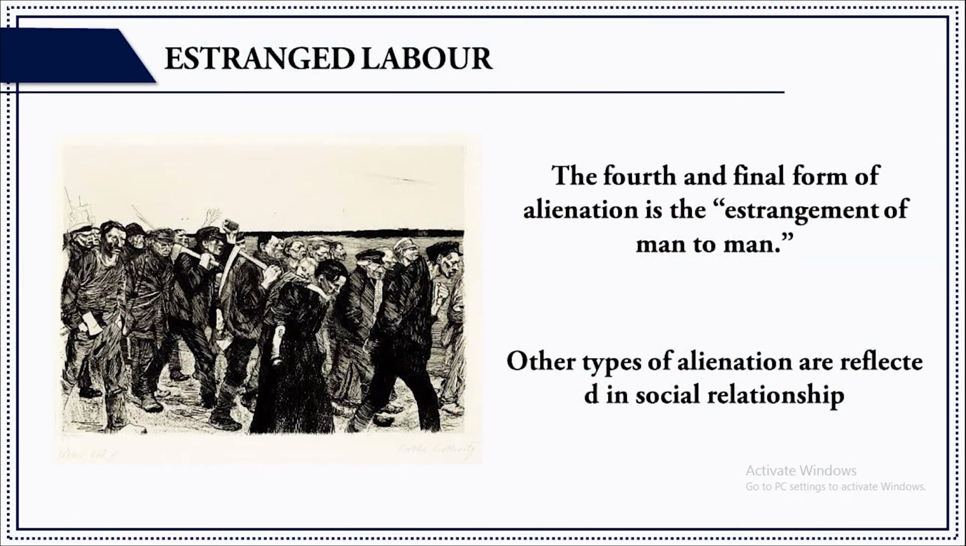And then the fourth and final form of alienation is the estrangement of man from man. Workers are alienated from other workers. Other types of alienation are reflected in social relationships. Since the worker's product is owned by someone else, the worker regards this person, the capitalist, as alien and hostile.